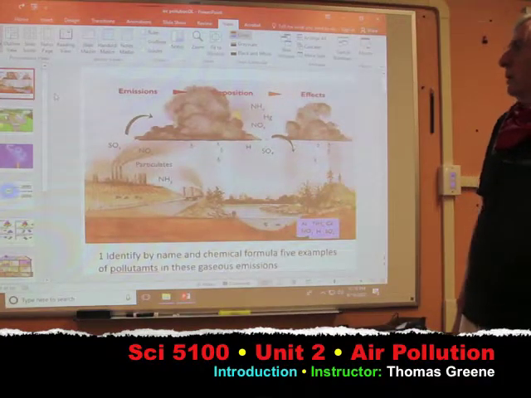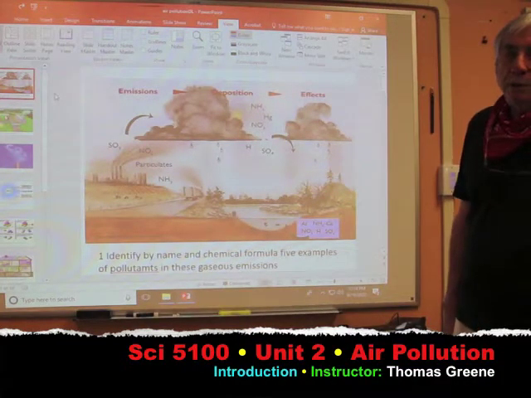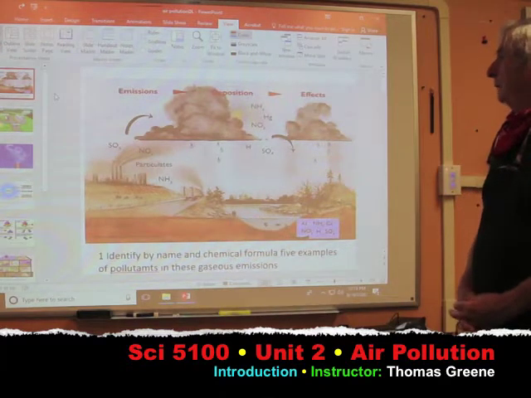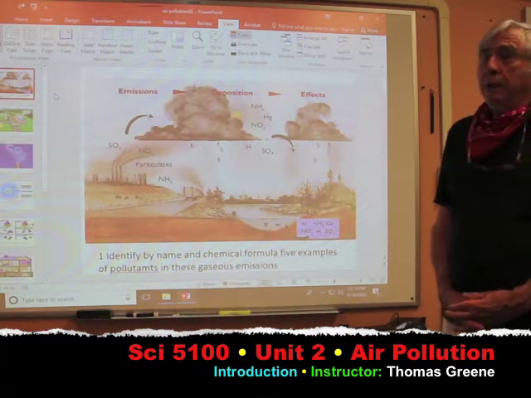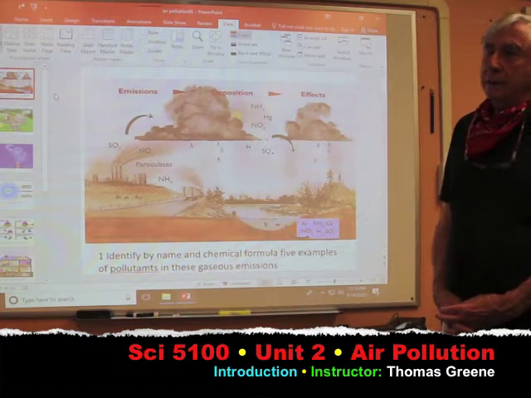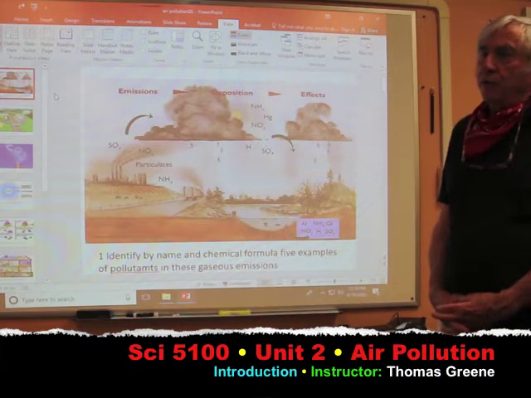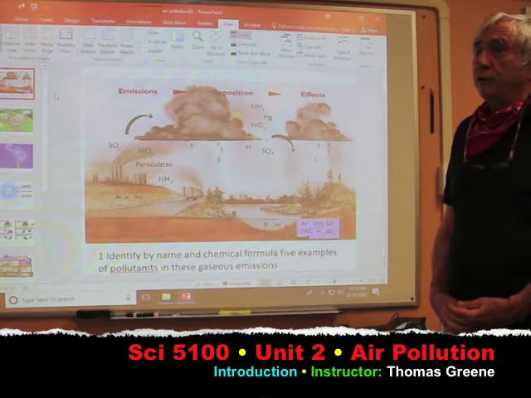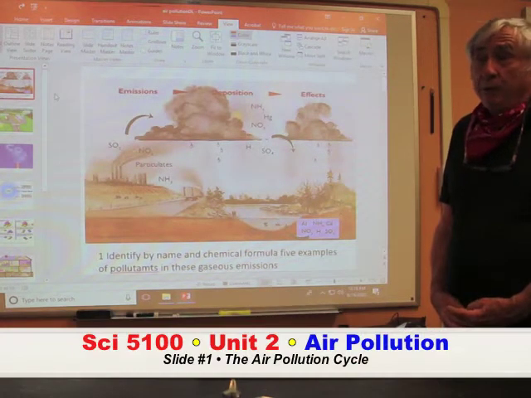Okay, now we are continuing with our study of pollution in the environment. As you recall, we started with water pollution, and now we're going to select another type of pollution from the source, like pollutants that are present in the water that are also present in the air. We call this air pollution.